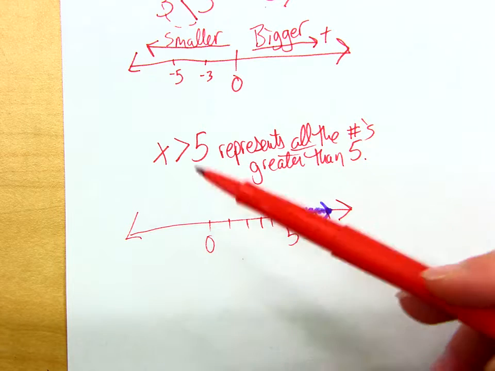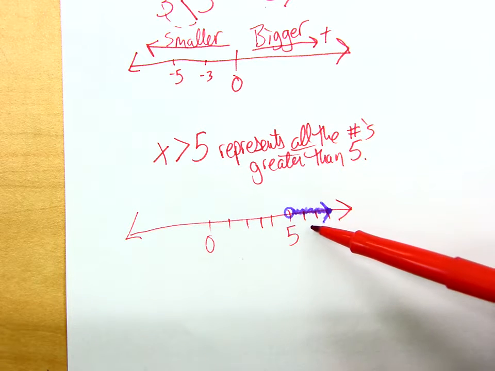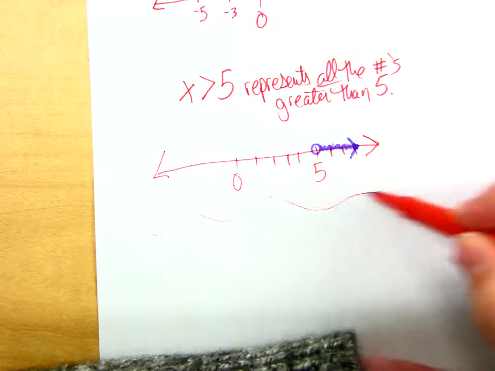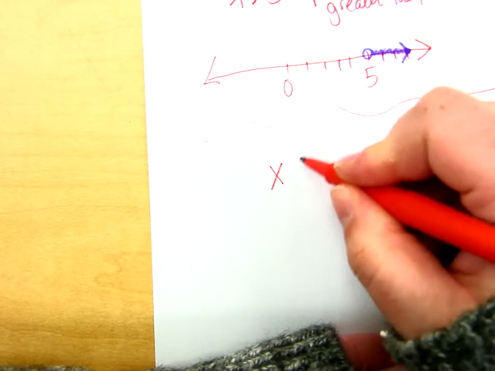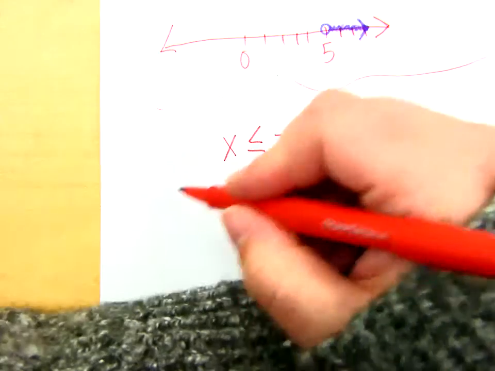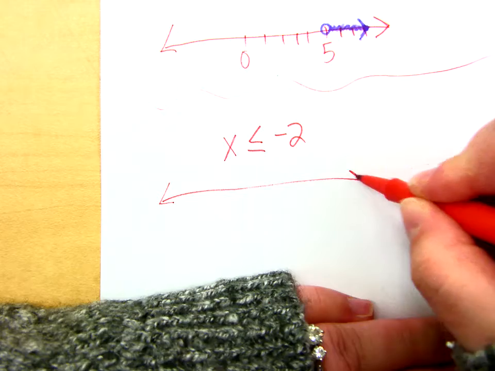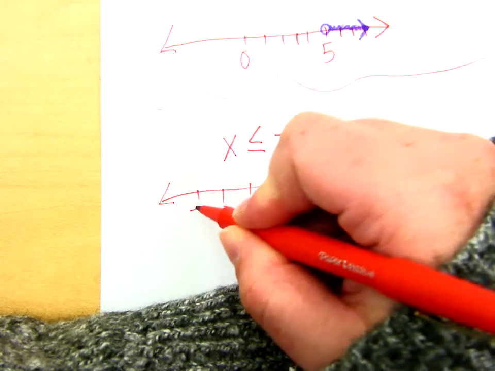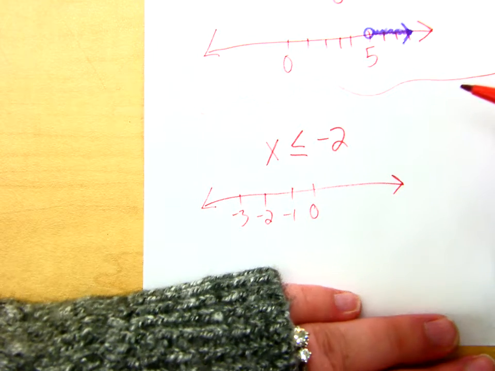Okay, so that's how I can graph all the numbers greater than 5, just like that. Okay, let's try another one. Say I want to do all the numbers less than or equal to -2. Okay, so I'm going to give myself a number line. 0, -1, -2, maybe -3, that's fine.